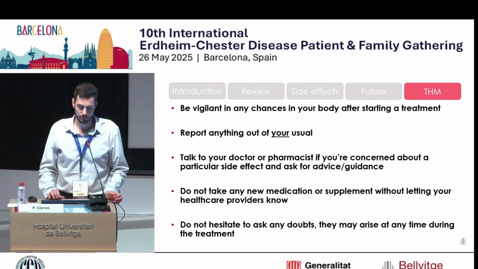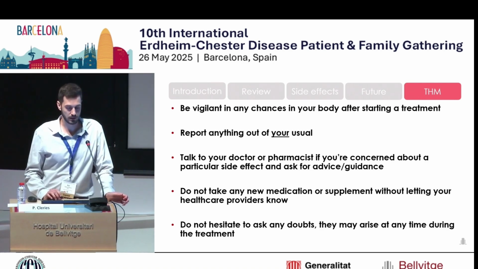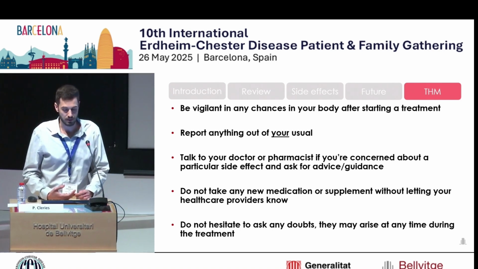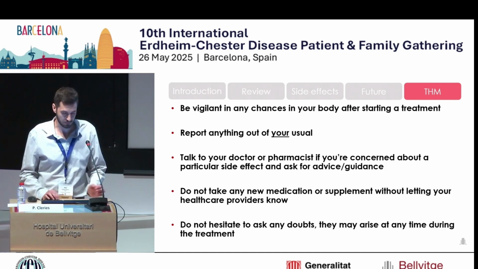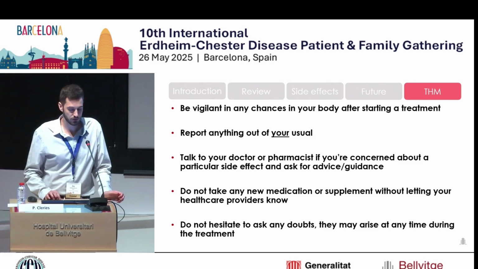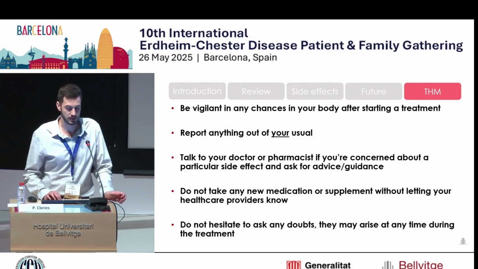Talk to your doctor or pharmacist if you're concerned about a particular side effect, and ask for advice or guidance. Do not take any new medications or supplements without letting your healthcare providers know, because it could lead to an interaction, and it could lead to troublesome problems with your treatment.